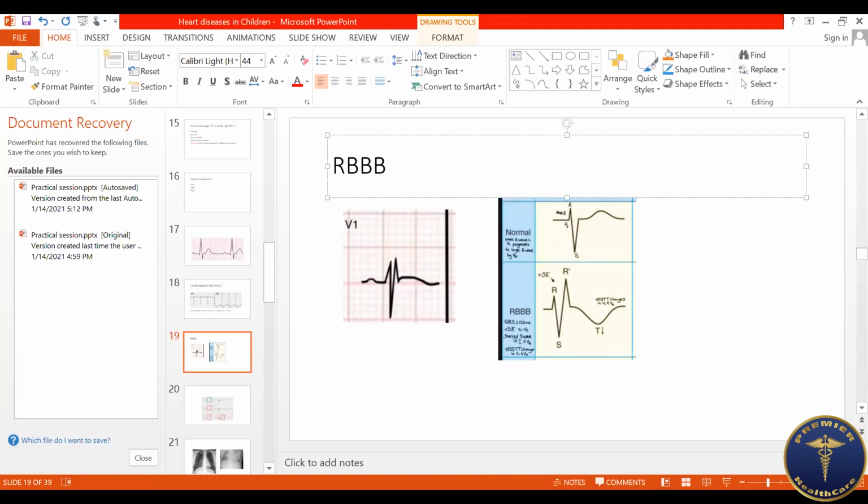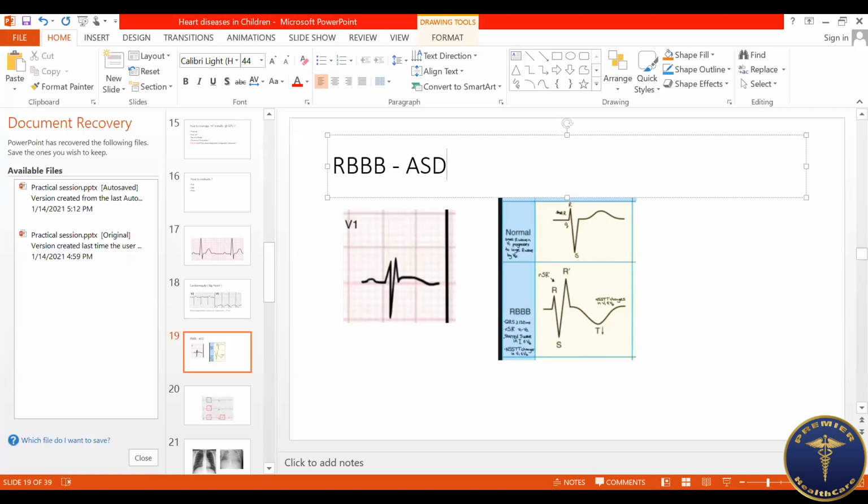Right bundle will no longer send impulses, signals. So right bundle branch block. One of the commonest conditions where you will get right bundle branch block is ASD, atrial septal defect. When you see an ECG in a child with a heart disease, and if you see something like this in the ECG, you know that child has got an ASD, atrial septal defect. In ASD, you will get right bundle branch block.